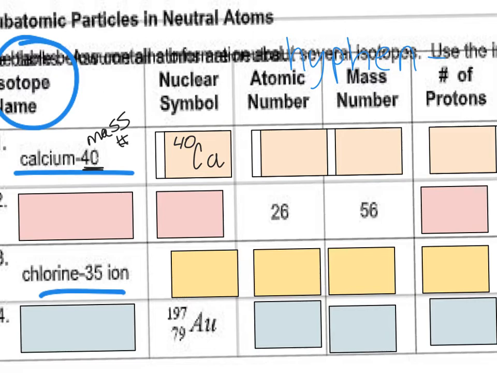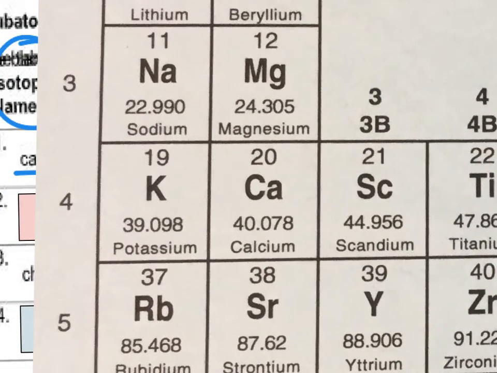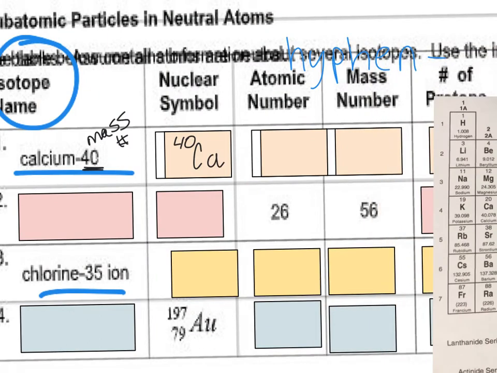I don't think we need anything below, so there we go. Cool. So calcium has an atomic number of 20, okay? So we would go ahead and write the 20 down here, and now your nuclear symbol is done, okay?